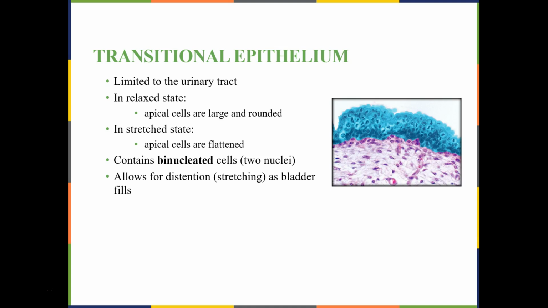And then as the bladder releases urine, the tissue goes back to its relaxed state and it changes in shape. So the apical surface can be cuboidal all the way down to squamous shaped, whereas the basal surface is almost always going to be cuboidal in shape.